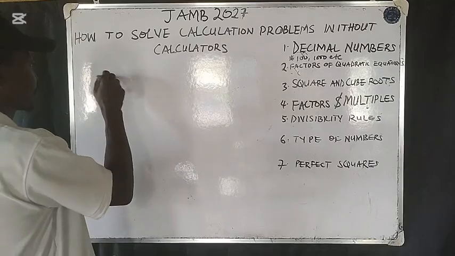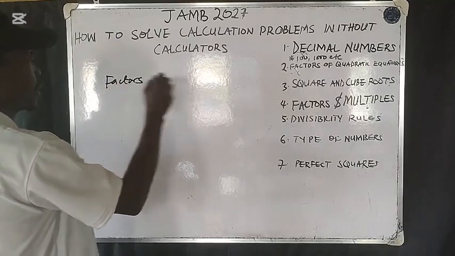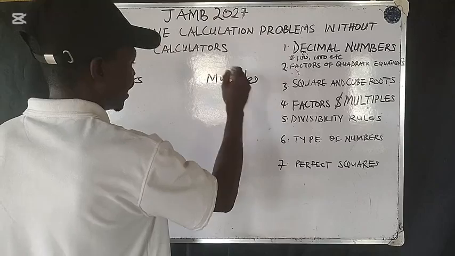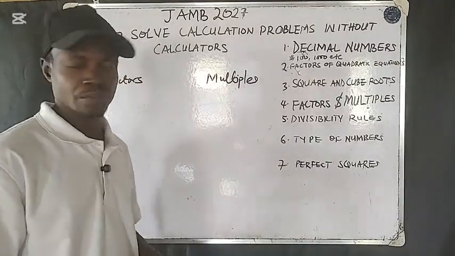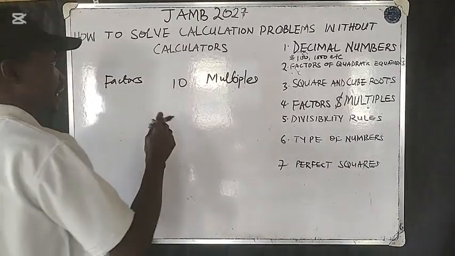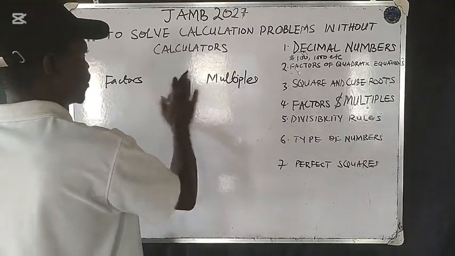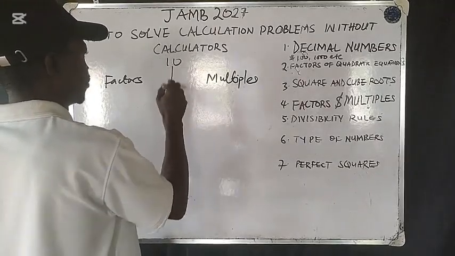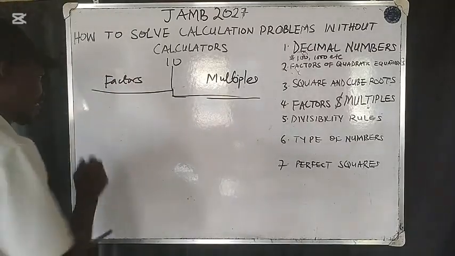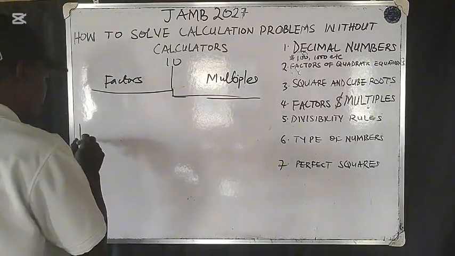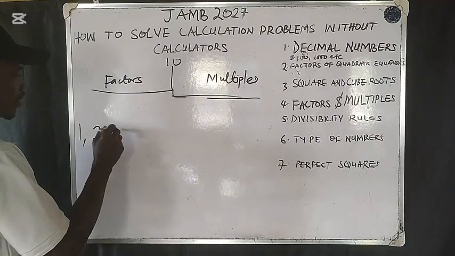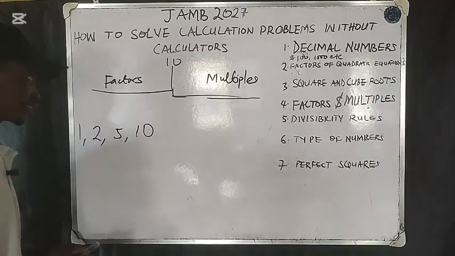What are factors? Factors and multiples. What are factors and multiples? Let's use a simple number to talk about factors. Let's put 10 here, for example. Factors of 10, I'm going to write 1, because 1 can go inside 10. Am I right? 2 can go, and what again? 5 can go, and 10 can go. These are factors of 10.